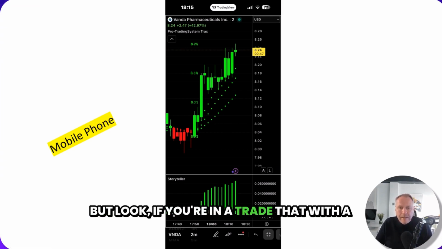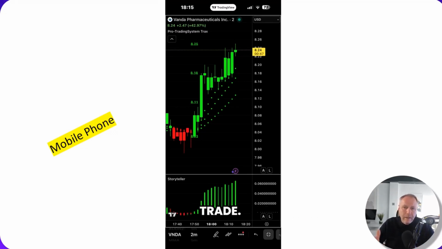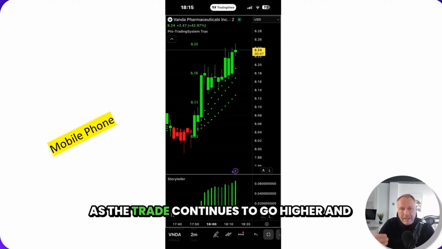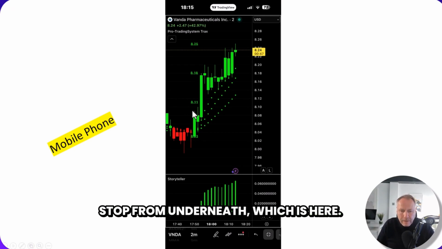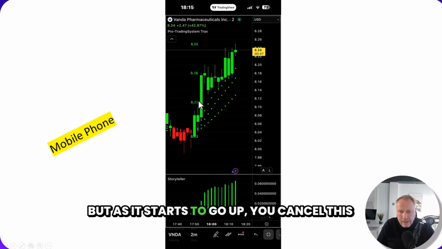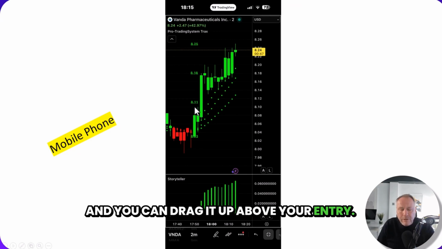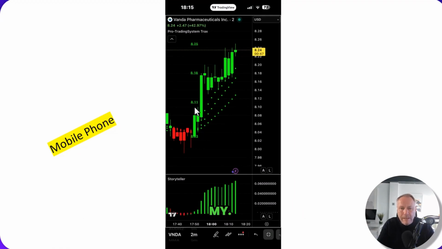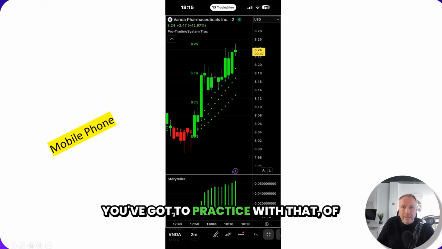But look, if you're in a trade with a stop loss, remember what a stop loss is. A stop loss is an order to get you out of the trade when it goes against you, but it's also used to lock in profits as well. As the trade continues to go higher and higher, then you can move your stop from underneath, which is here. So let's say you enter here, your stop is here. If it goes wrong, it's going to stop you out. But as it starts to go up, you cancel this and you can drag it with your little thumb and you can drag it up above your entry. Okay, so you could be on your phone as I'm doing this demonstration. You probably can't see me on my phone here. I'm just dragging my stop loss order up with my thumb and then lock in the profits. Okay, you've got to practice with that, of course.